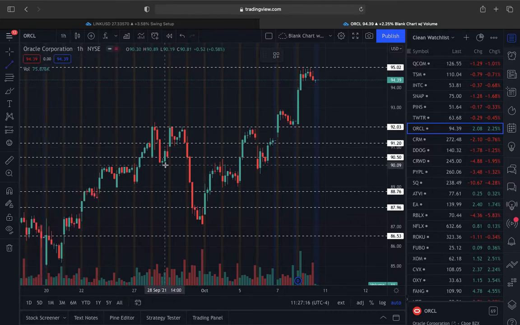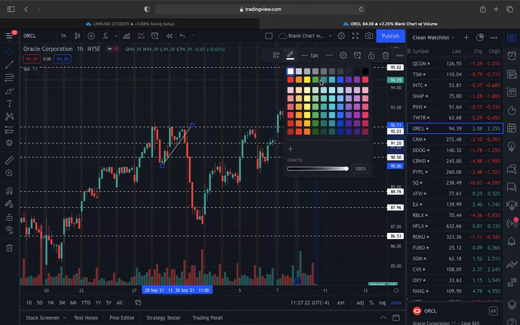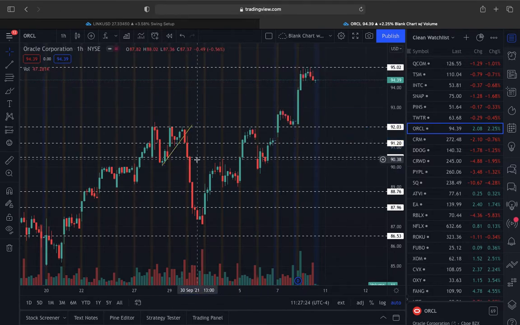Let me switch tools here. Price makes an ascending triangle right here. And actually, I'm going to switch colors here real quick so it makes it easier to see. Do yellow. Okay, price makes an ascending triangle right here on the hourly time frame as price approaches this $92 resistance. Now, an ascending triangle is technically a bullish breakout pattern because price breaks out to the upside. However, that's not what we got here. We can see Oracle actually started breaking down at a key resistance level of $92.